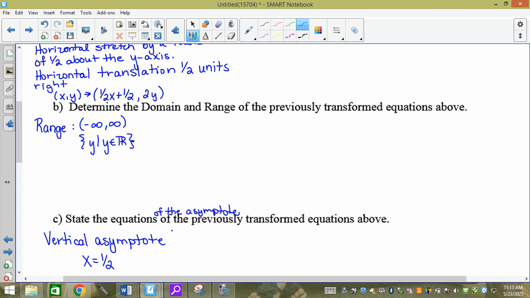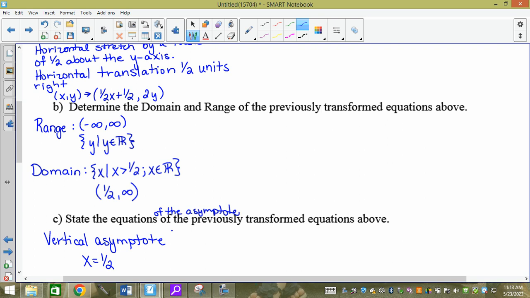Has it been reflected? Is the x negative? No. So unless I have a negative with my x, a reflection in the y-axis, my domain is going to be x such that x is greater than a half, or a half to infinity.